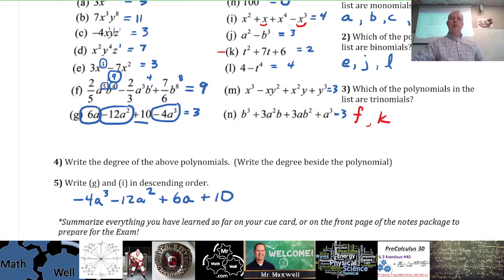Let's just quickly double check. I have a cubed, then a squared, then a to the power of 1, then a to the power of 0. So that's totally descending order. We got it. All right?